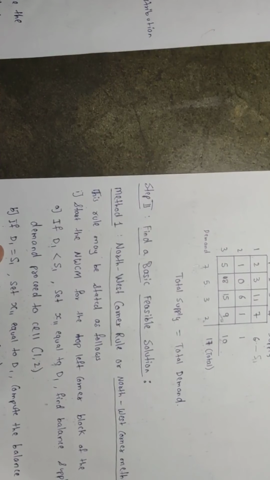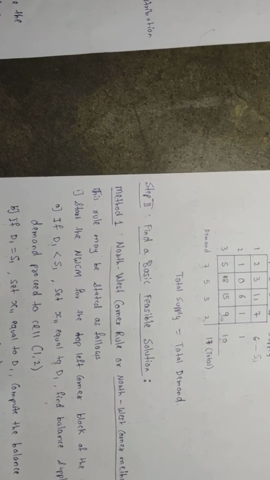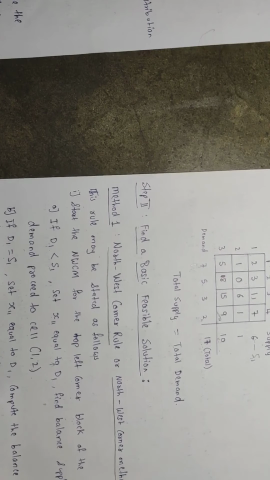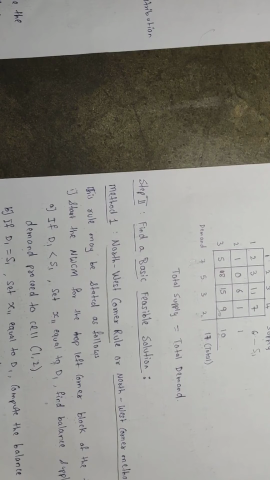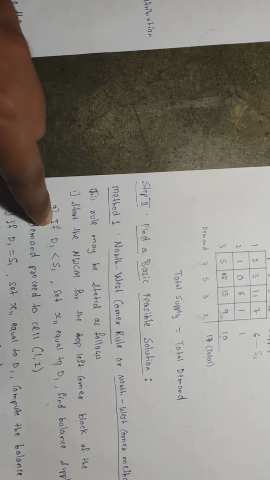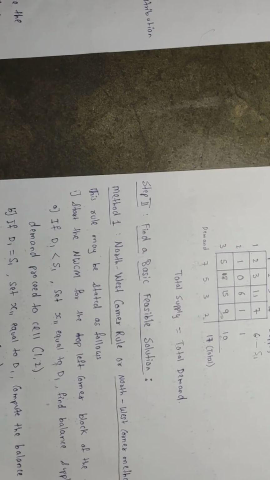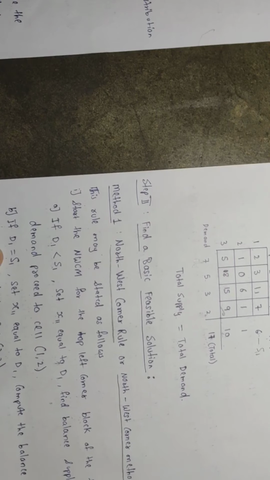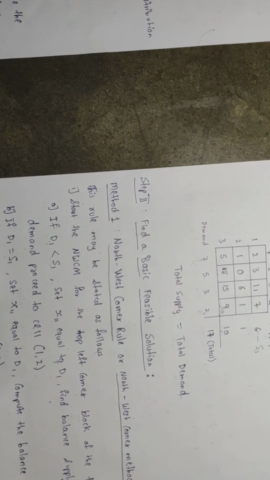What does it say? D1 is equal to S1, then set equal to D1 and compute the balance supply and demand, proceed to cell 2, 2. So 2, 2 means you have to go diagonally. If it is going with the first rule or the third rule, then you have to jump to the next step exactly below. If it is the second rule, then we have to go diagonally, that is 1, 1, 2, 2, 3, 3, 4, 4 like that. Okay, so let us see here.